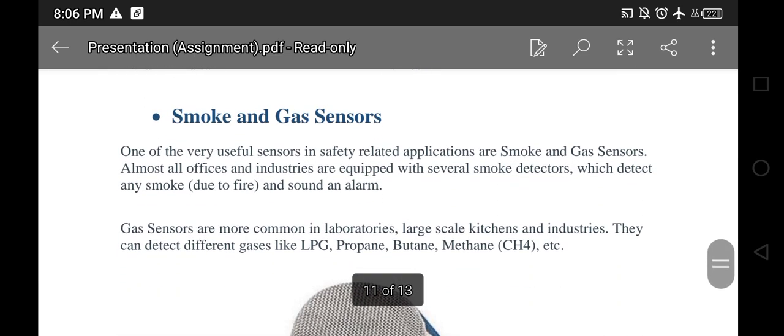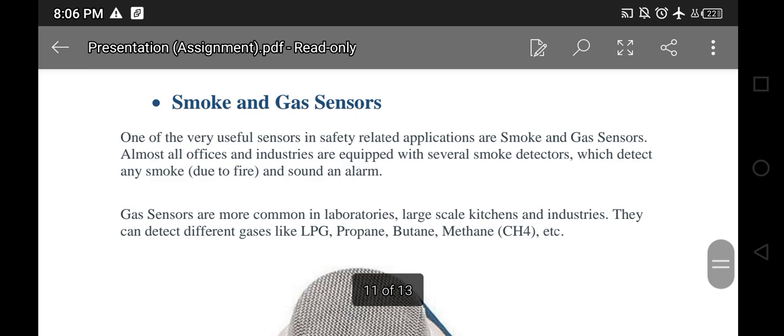All of these things. The next up is the smoke and gas sensor. One of the very useful sensors in safety related applications are the smoke and gas sensors. Almost all offices and industries are equipped with several smoke detectors which detect any smoke due to fire and sound an alarm. The gas sensors would be the most common one in laboratories, large scale kitchens and industries. They can detect different gases like LPG, propane, butane, and methane, etc. So this is the one.